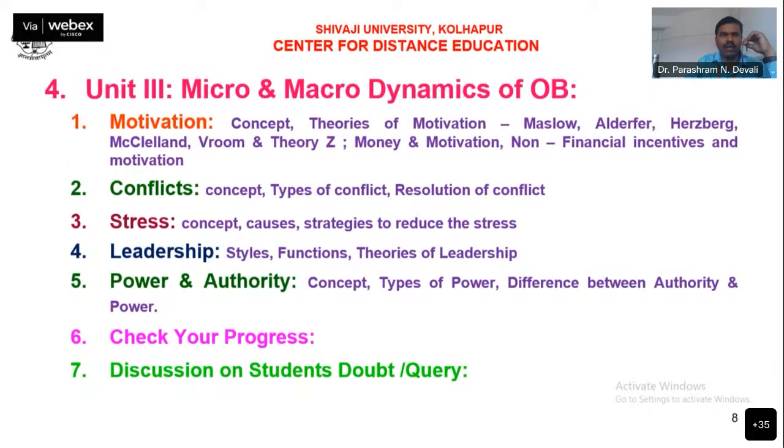Unit number 4 is the micro and macro dynamics of organization behavior, where we want to learn some very important concept, that is motivation. As a manager, as an executive, as an entrepreneur, we want to motivate our subordinates or people, because the final aim is to achieve the organizational goal. That's why we want to understand the concept of motivation, where we want to learn the basic concept of motivation. There are different theories.